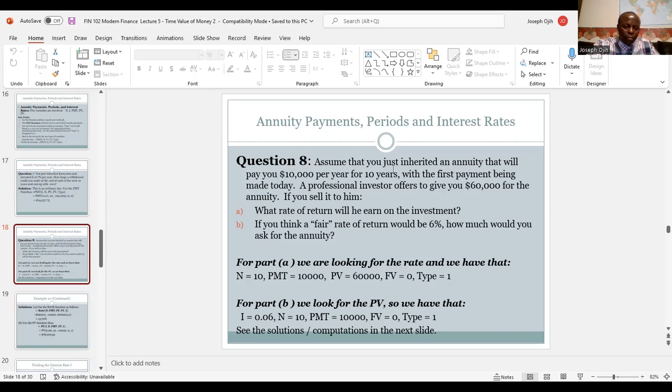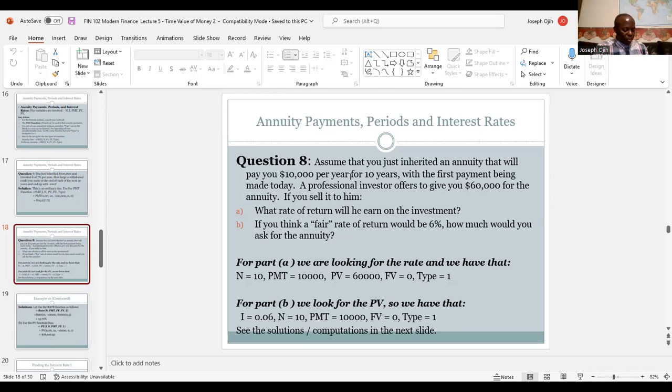Let's look at the first question. What rate of return will he earn? Let's say that he offered you $60,000 to buy the annuity from you. How much money did he earn? What is his rate of return? That's what this question means.